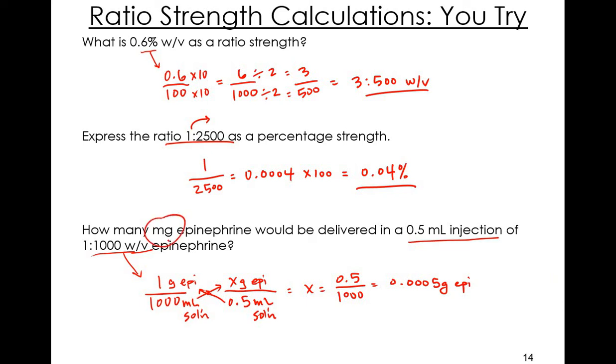And again, we wanted to know this in milligrams, and so we have to take that number and convert it to milligrams. That means multiplying. There are 1,000 milligrams in every gram. And so multiplying 1,000 times 0.0005 takes you right back to 0.5. So 0.5 milligrams of epinephrine are in that injection.